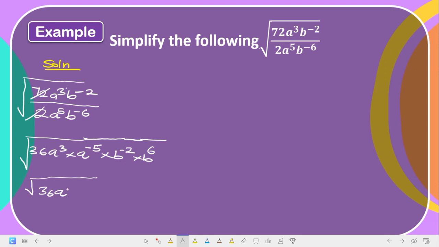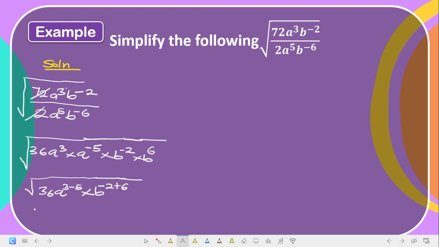Now, we have a and a. The bases are equal. So what do we do to the power? Add them. Now, this becomes 3 plus times minus 5. Plus times minus is what? Minus. So this becomes 3 minus 5. Let's write it out, 3 minus 5, to prevent confusion. Then we have b, minus 2 plus 6. Because the bases are equal, what do you do to the power? You add them. Are we getting that now?